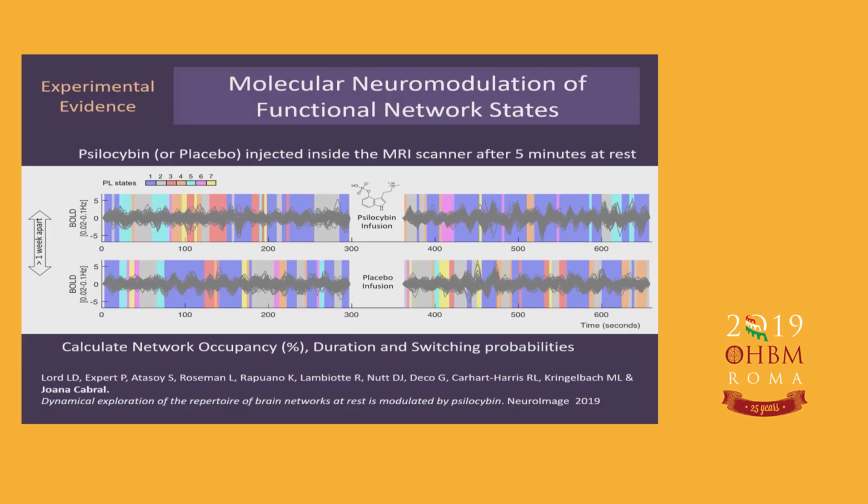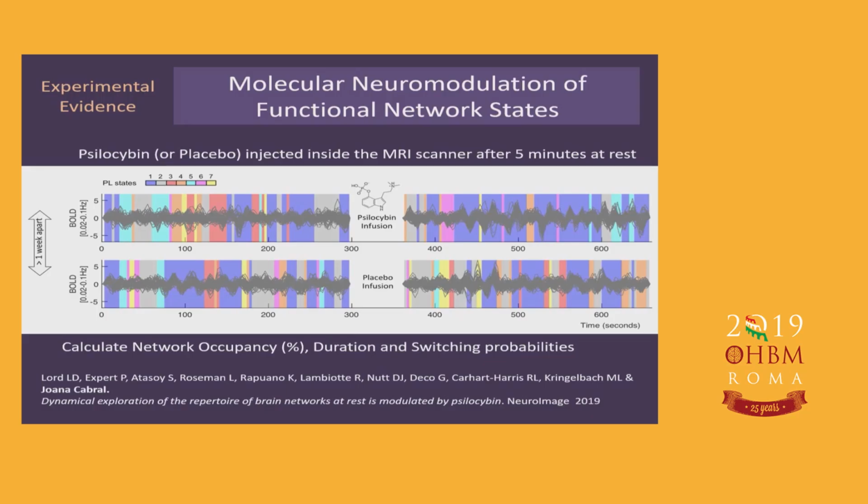Importantly, using this clustering analysis that I showed before, for each session we can quantify how close we are to each of the different states. These were the seven centroids that I showed before. When there's an epoch here in blue, it means that we were close to a certain network configuration, and so on. With this, we can calculate the probability of occurrence of each state, which I will call network occupancy. We can also calculate the duration, the switching probabilities, and these things.